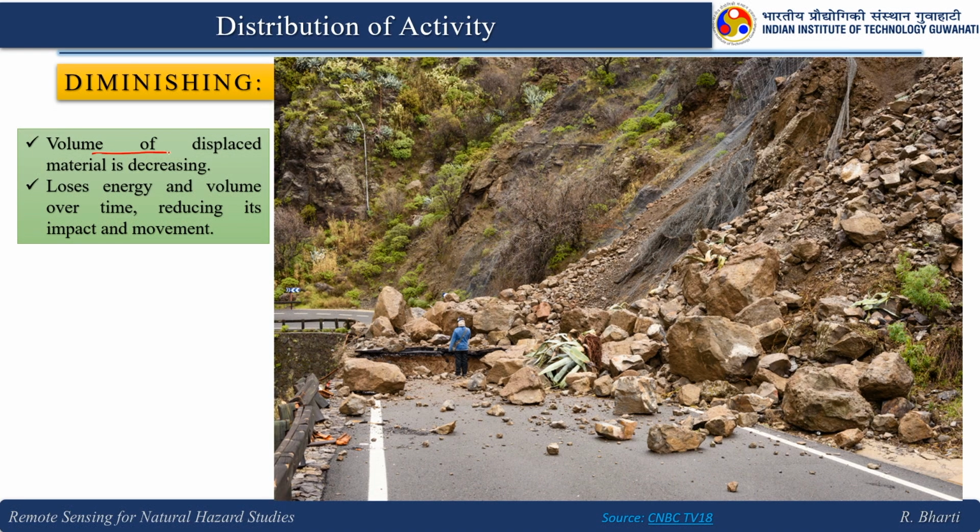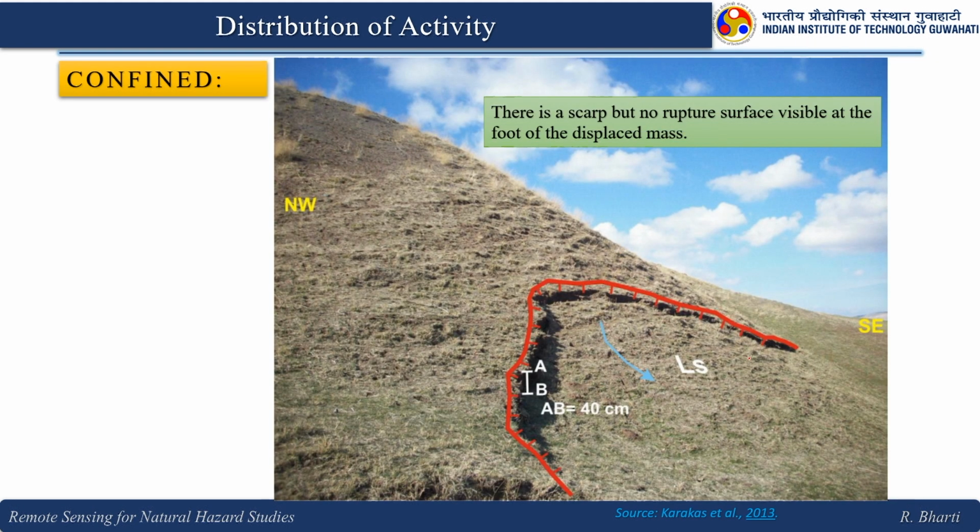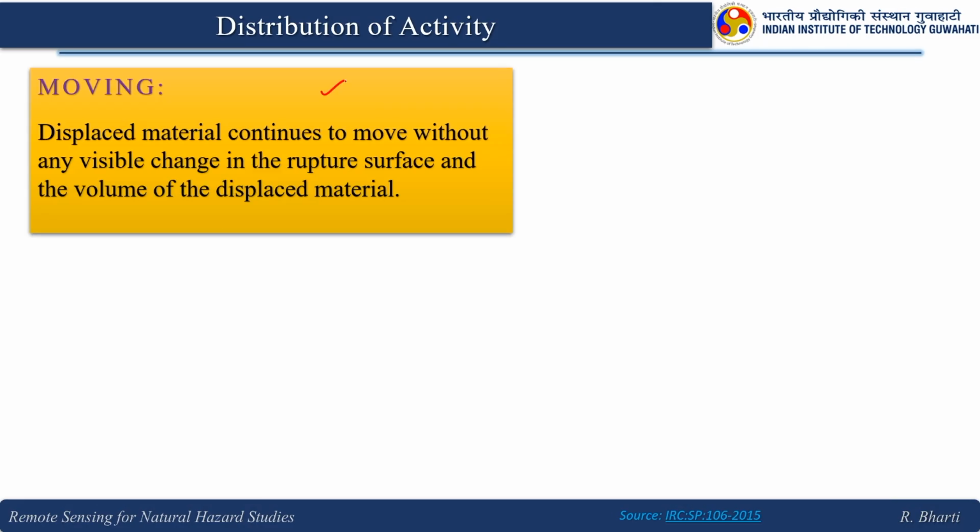So, the volume of the displaced material is decreasing. You can just try to understand this figure, right. And slowly it is losing its energy, right. When we talk about the confined, there is no rupture surface, right, but the scarp is present. So, here you can see this particular scarp is present, but there is no toe, right, the rupture surface is not visible here.